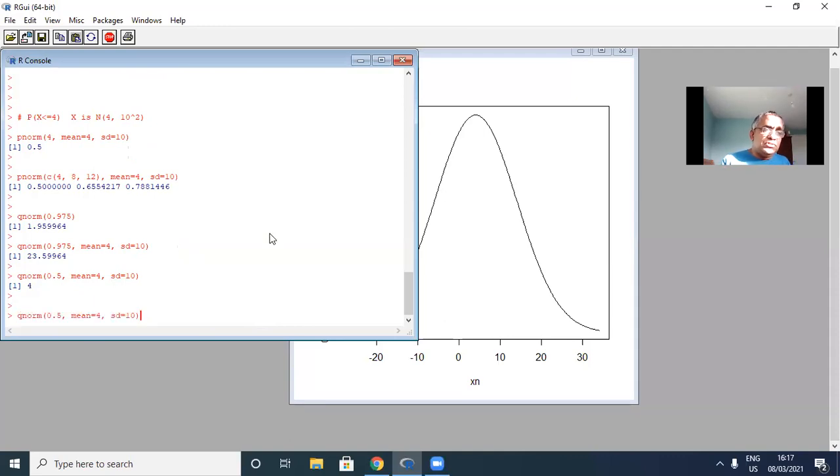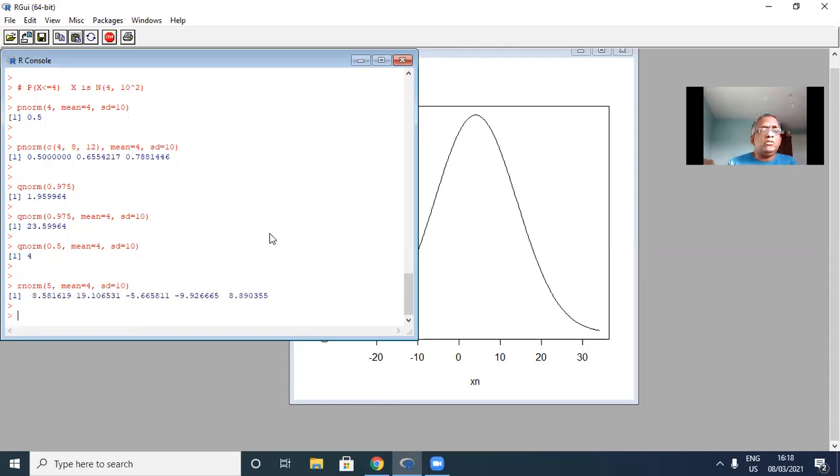And you can also use the rnorm command. Suppose you want to generate random numbers from a normal distribution. Suppose you want to generate 5 random numbers with mean equal to 4 and sd equal to 10. And this is what you will get. So these 5 numbers are coming from a normal distribution with mean 4 and standard deviation 10, right?